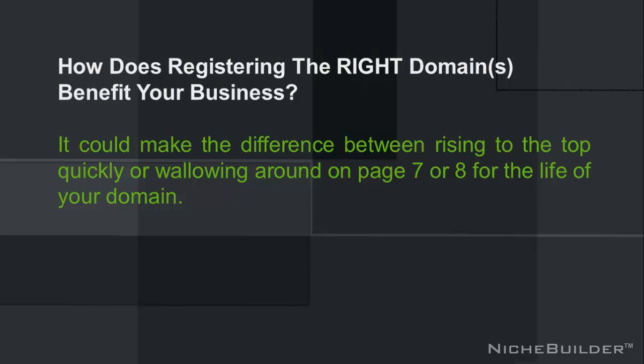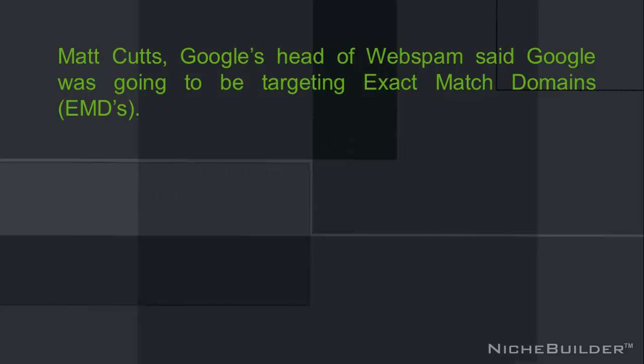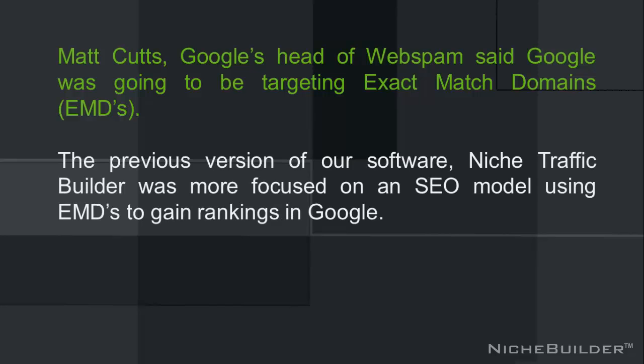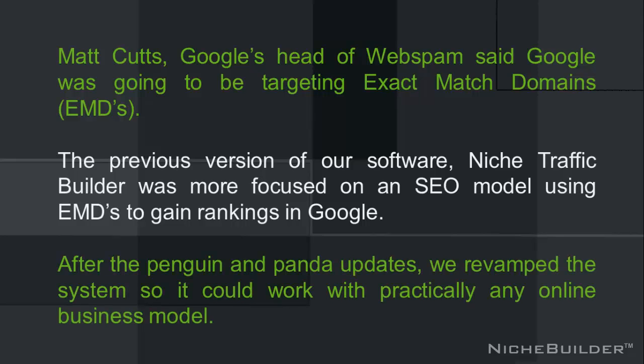In October 2012, Matt Cutts, Google's head of web spam, released a blog post that said Google was going to be targeting exact match domains, otherwise known as EMDs. The previous version of our software, Niche Traffic Builder, was more focused on an SEO model using EMDs. That model was specifically architected in order to gain rankings in Google. After the Penguin and Panda updates, we revamped the system so it could work with practically any online business model.